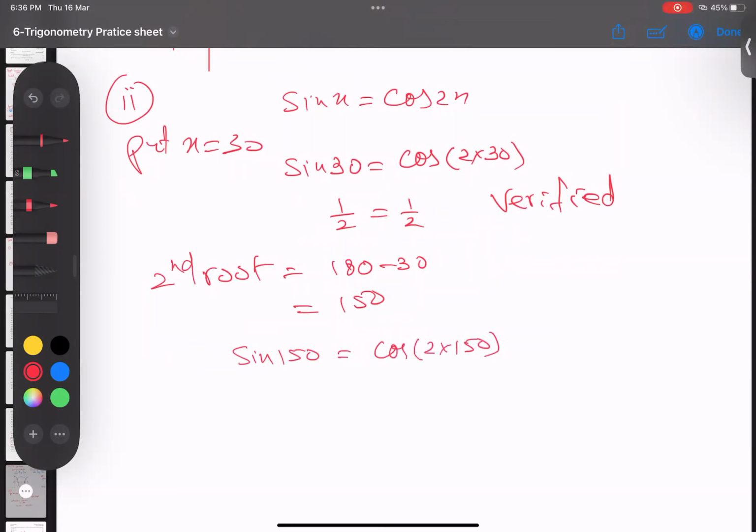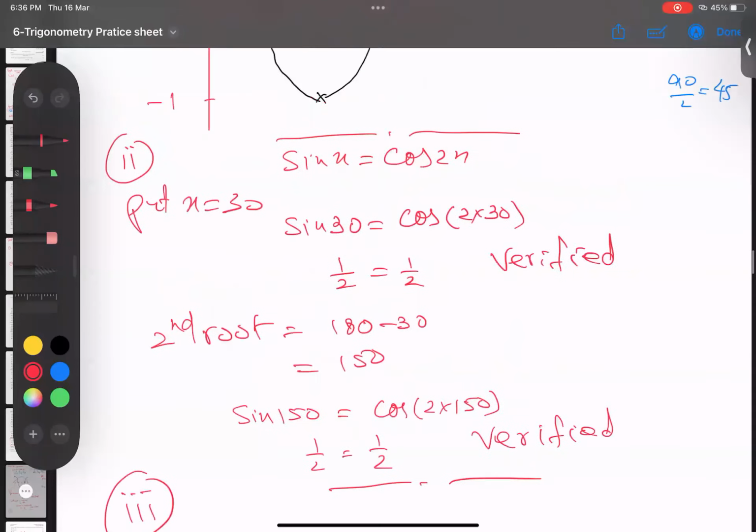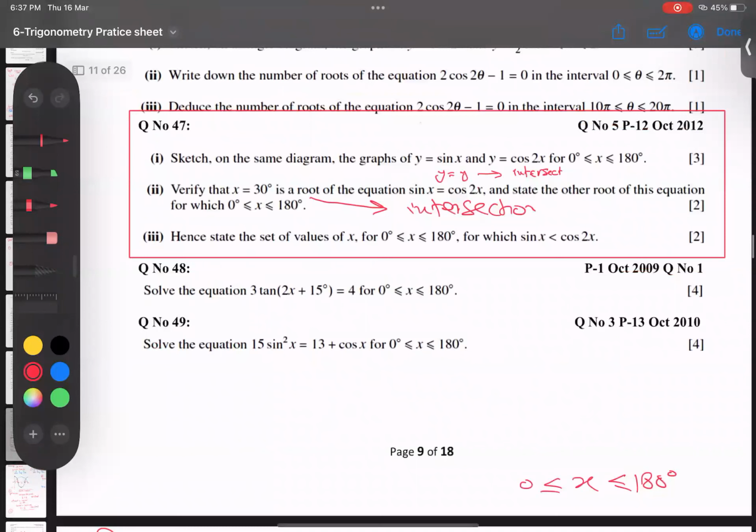And sine 150, if you type in the calculator, it is giving us half. So both answers are coming half. This is also verified. So Alhamdulillah Rabbil Alameen, part 1 and part 2 both covered. Now part number 3. Sorry, part 3 is very easy and very interesting.